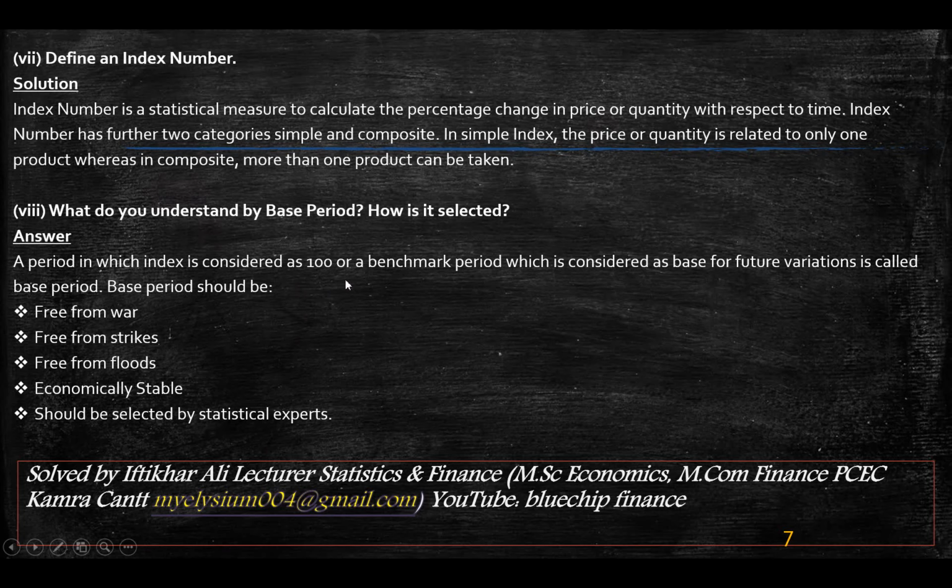What do you understand by base period? How is it selected? A period in which index is considered as 100, or a benchmark period which is considered as base for further variation, is called base period. Base period should be free from war, strikes, floods. There should be economic stability, and it should be selected by statistical experts.